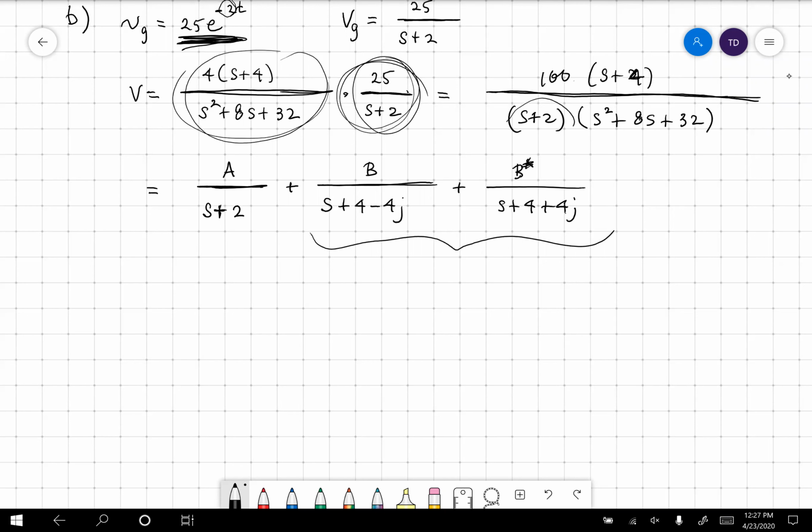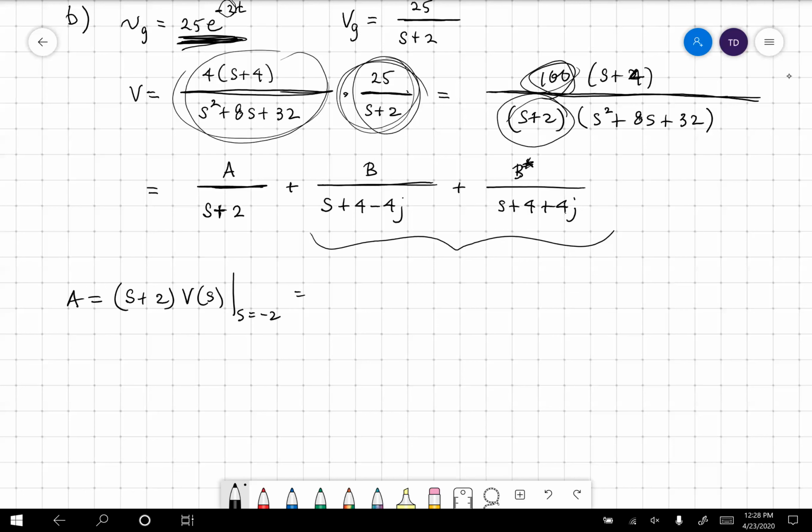I also have something different in the denominator from the last time. The last time that was an S, and this time it's S plus 4. This is 100 this time. These are different numbers. So we have to do it all over again. They're not the same. It's a different fraction. Okay, A is easy, so let's do A. A is S plus 2 times V of S, evaluated when S equals minus 2. That's not going to be too bad.